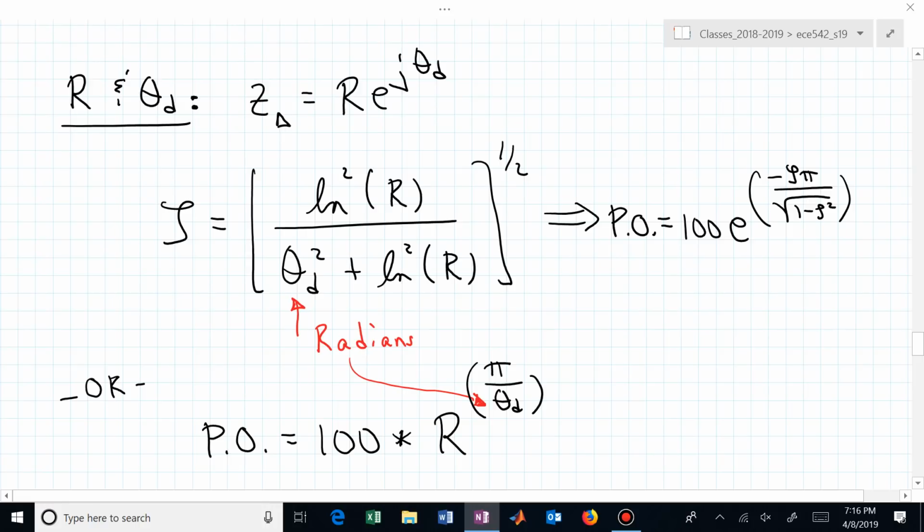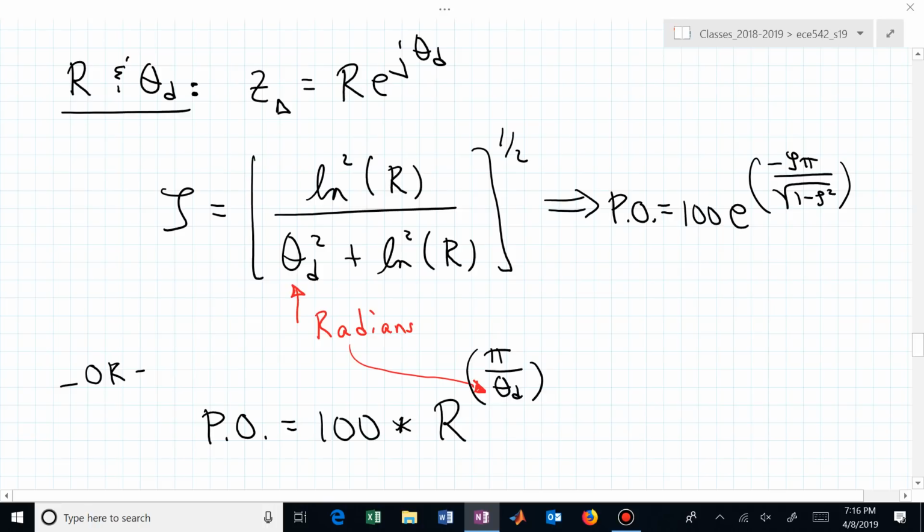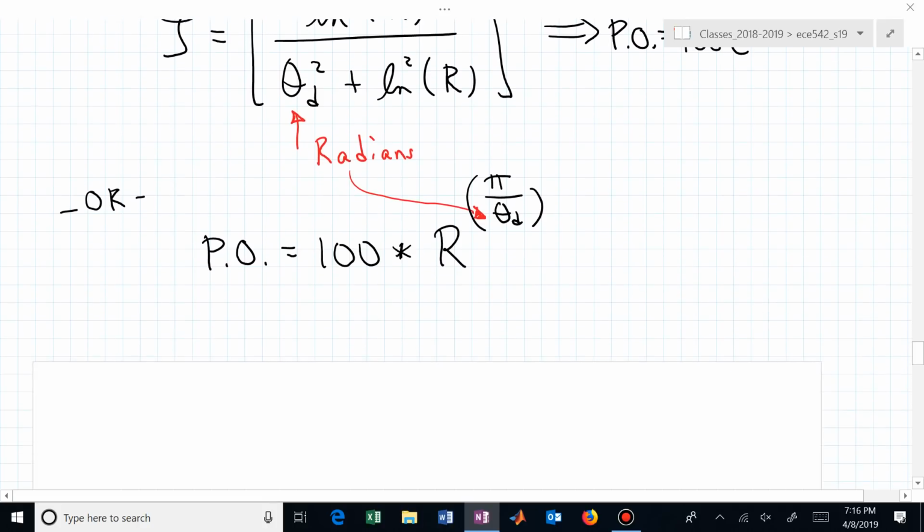You can find the zeta, and in this formula, when you see theta sub d and you're combining it with the natural log of r, you want to make sure that theta sub d is in radians. Or if you do all of these different relationships between r and theta sub d, you can actually find a percent overshoot formula in terms of r and theta sub d directly. And you might just do that to entertain yourself.